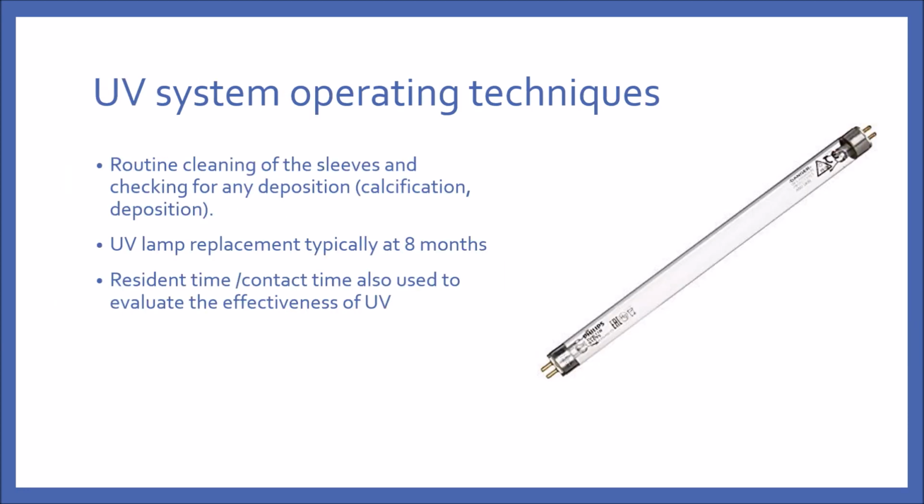How do you operate a UV light? Firstly, you need to routinely check the sleeves for any deposition, mainly calcification or any form of deposition that might render your UV transmittance lower. We also proactively change out the UV lamp every 8 months, about 1 to 2 months before it is end of life.